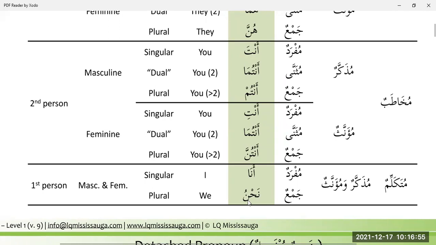And in the first person, there is no dual. There is no musanna in the first person pronouns. There is only mufrad and jama.